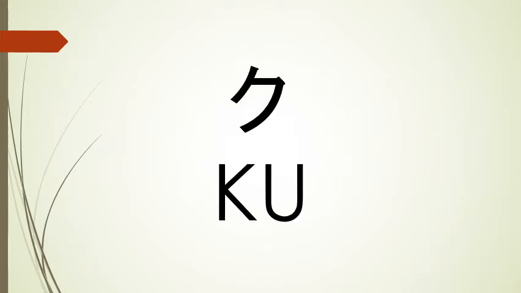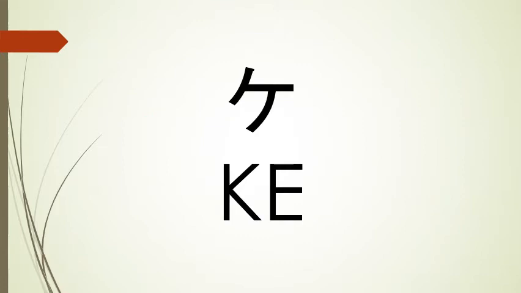Our next katakana is ku. To write this katakana, our first stroke is a slightly curved line coming from top to bottom and right to left. Our second stroke starts a little above the center of the first stroke. From there, we go from left to right, then we stop and come down in a curved line moving out to the left side.